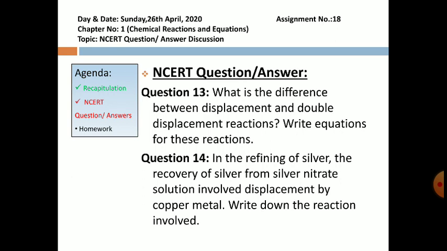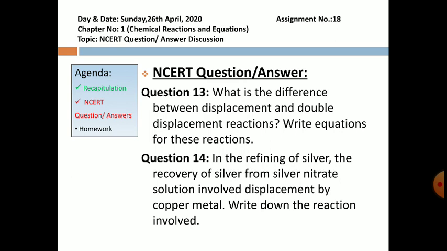In a double displacement reaction, two atoms or a group of atoms switch places. They mutually exchange their places. They mutually exchange ions to form new compounds. AB plus CD, two reactants are there. When they react, they form AD and CB. B combines with C and D goes with A.